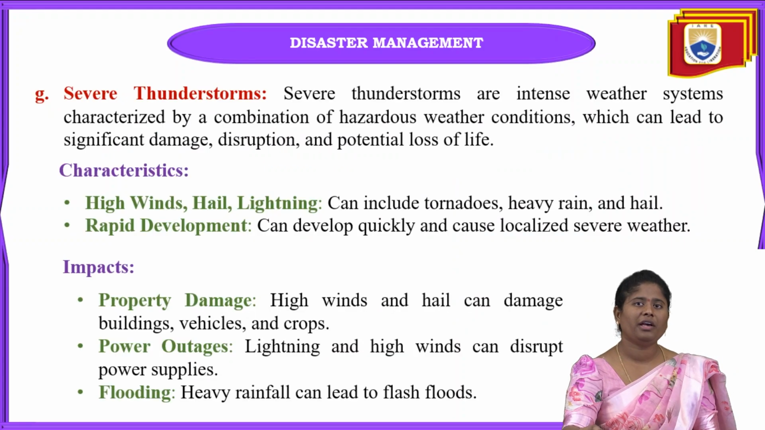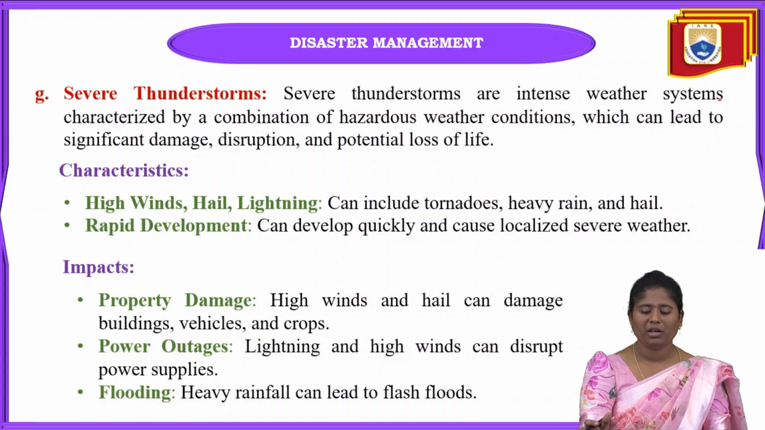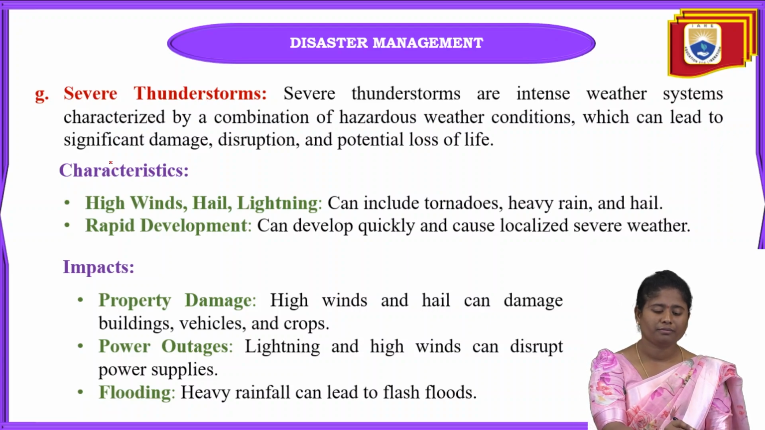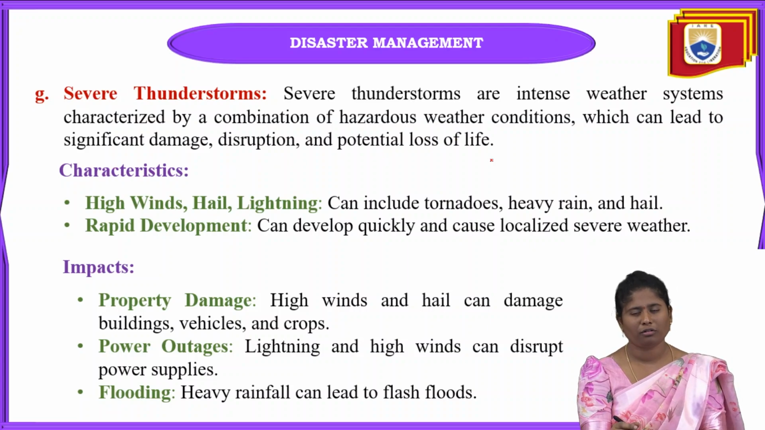Next one is severe thunderstorms. Thunderstorms are nothing but a weather system caused due to the weather conditions. Okay, very huge sounds we can hear at that time, and it may include lightning, high winds, tornadoes, heavy rain, and also hail. Because of these severe thunderstorms, it can lead to significant damage or disruption, and also potential loss of life.